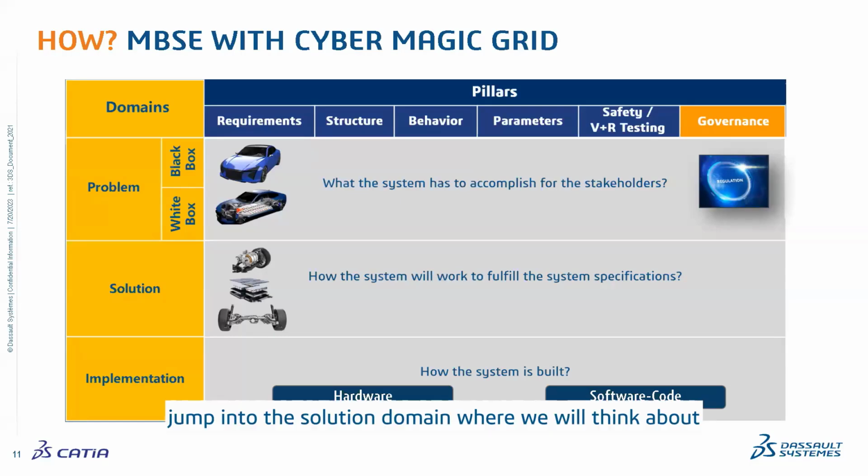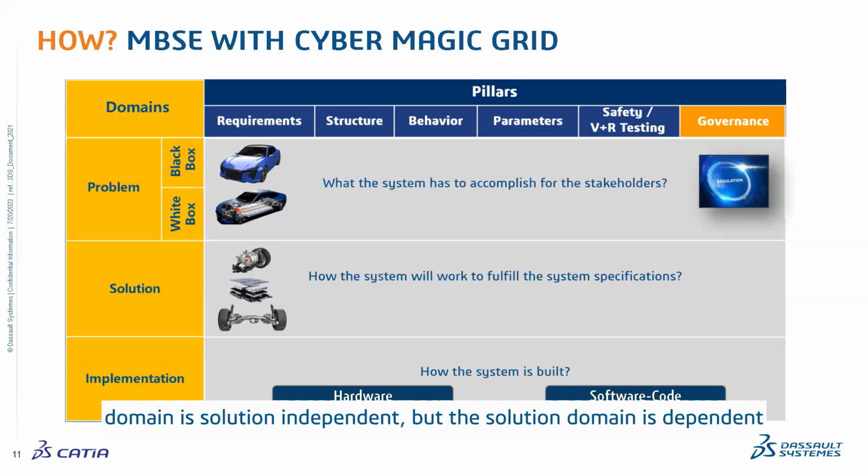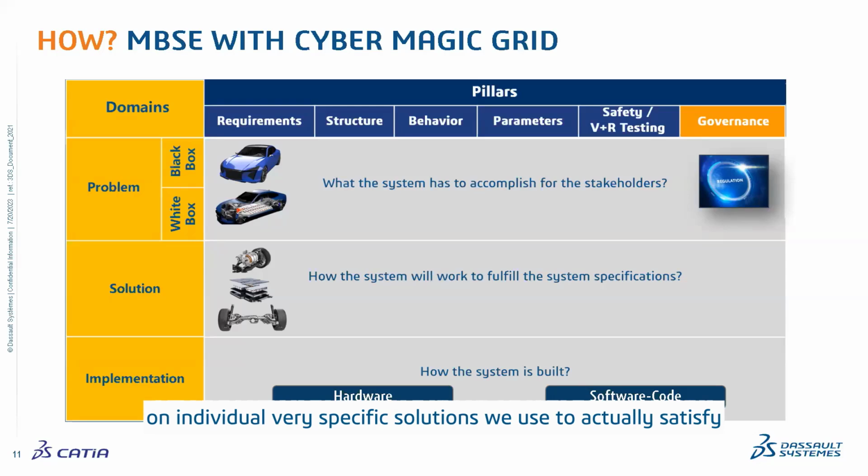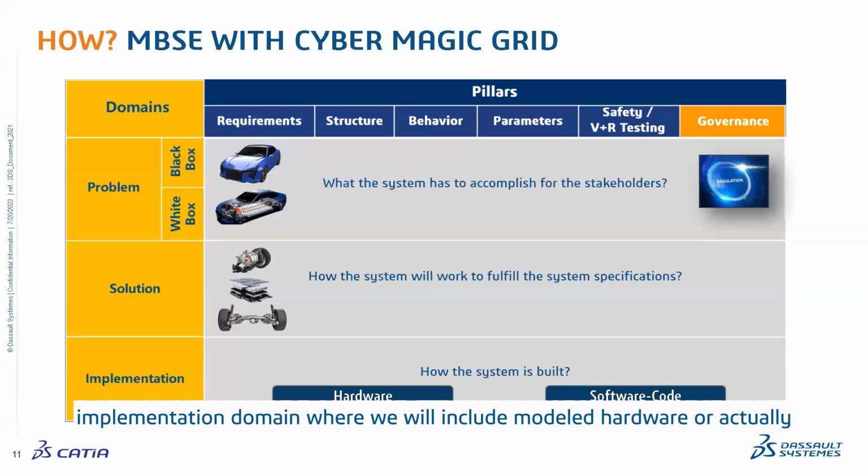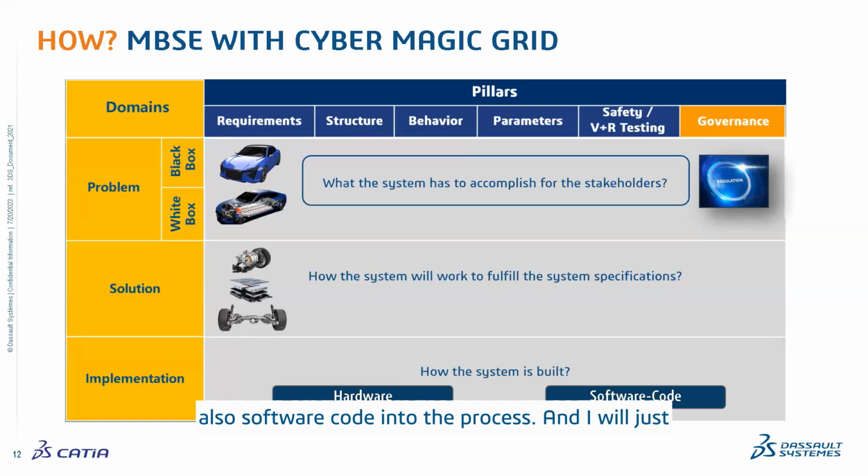And then we will jump into the solution domain, where we will think about how the system will work to fulfill these system specifications. So now we are jumping into direct solutions. The problem domain is solution independent, but the solution domain is dependent on individual, very specific solutions we use to actually satisfy the problem domain. And after these solutions are developed in the system architecture, last but not least, we have the implementation domain where we will include modeled hardware or actually also software code into the process.